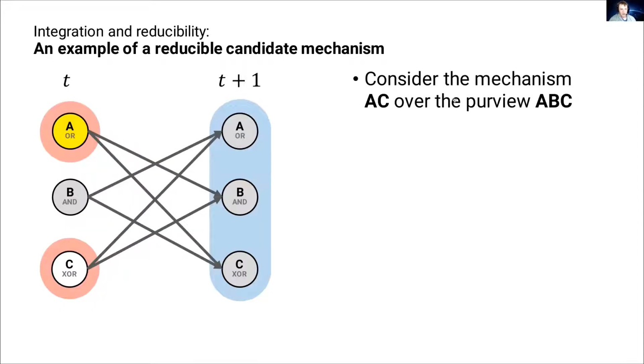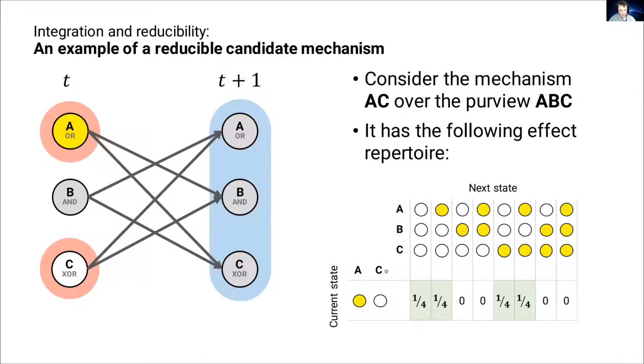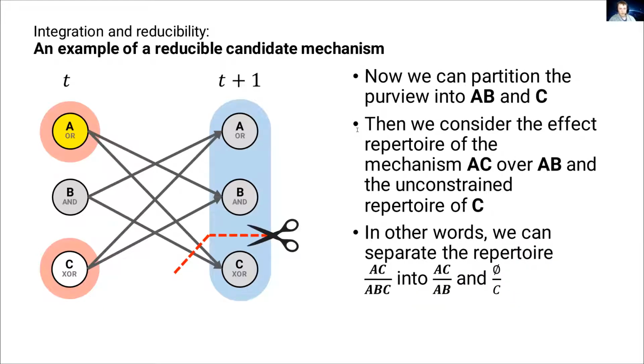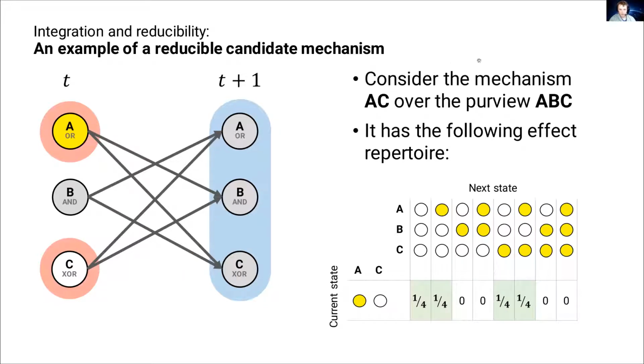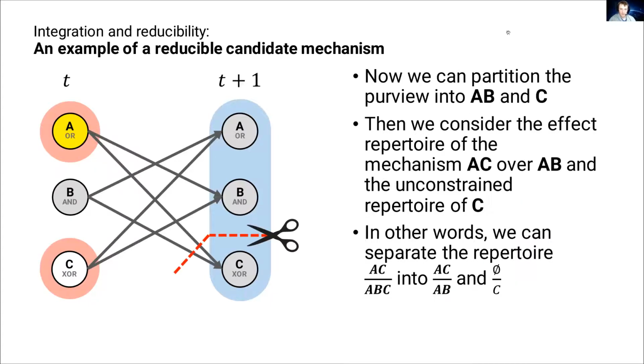So the idea here is, if we consider some mechanism A and C over the purview A, B, and C, where A is in an on state and C is in an off state, it has this following effect repertoire, which you can calculate if you want later. What we'd like to know is, what is the difference between this effect repertoire for the mechanism AC over the purview ABC, and if we partition the purview into just AB and C, and we consider the effect repertoire of this mechanism A and C over A and B, but also over C being unconstrained.